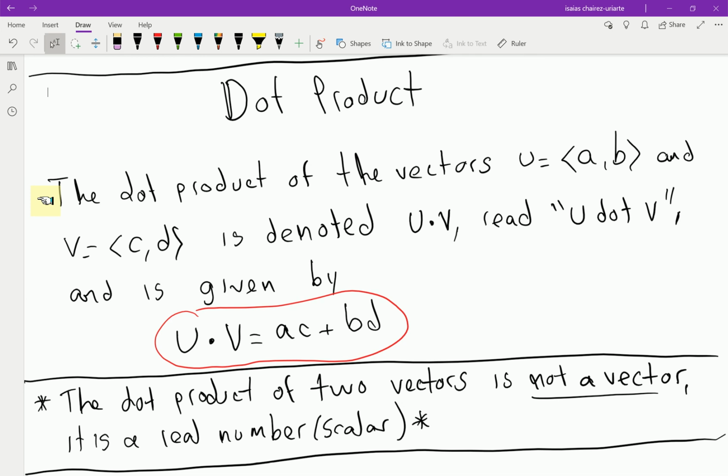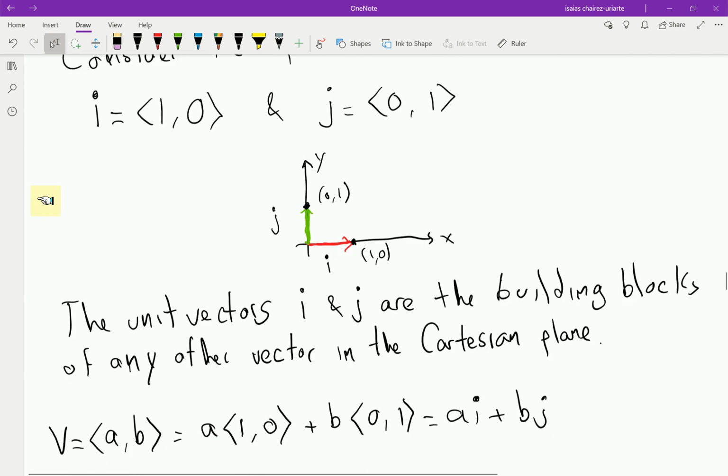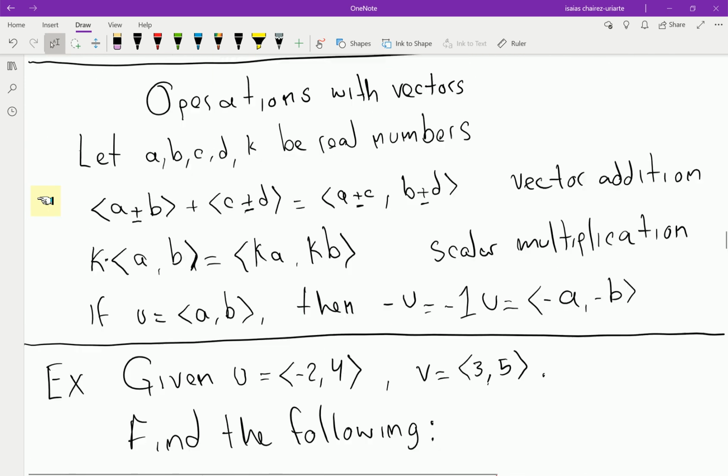In the previous video, we added vectors. When you add two vectors, the sum is called the resultant, and the resultant is another vector. When you subtract vectors, the subtraction of two vectors yields another vector. We had another operation with vectors called scalar multiplication. Let me go to these operations up here.